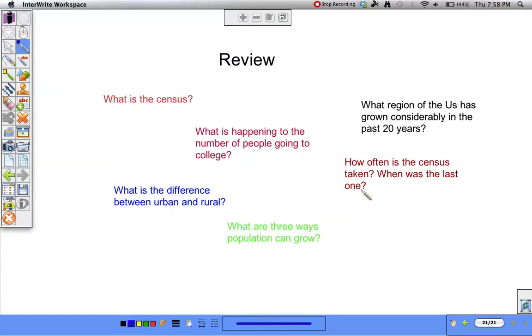How often is the census taken? We already answered that: 10 years. The last one was 2010. And what are 3 ways the population can grow? We've got immigration, gaining new territory, such as the Treaty of Guadalupe Hidalgo, and natural growth.